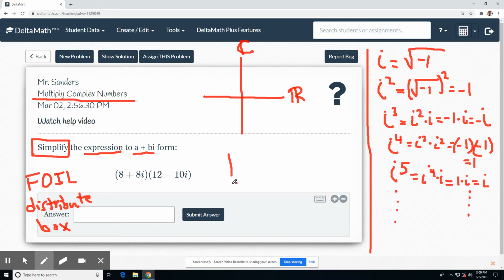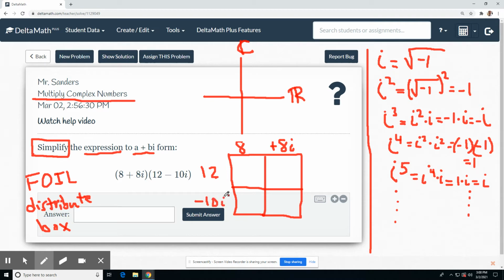All right. So usually at our school, we teach the box method. And I can go over some of the other methods later. We would put each term in components on the box. Fill in each part. So 12 times 8 is 96. 12 times 8i is 96i. And -10i times 8 is -80i.